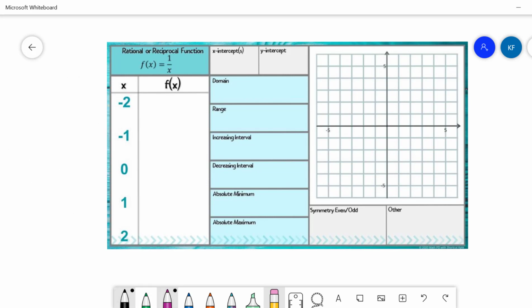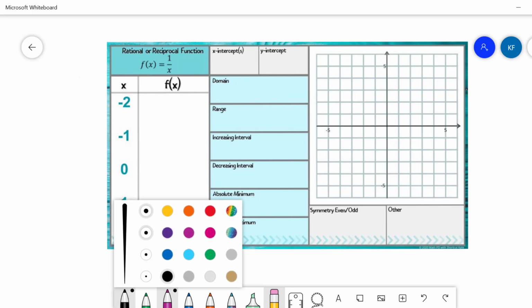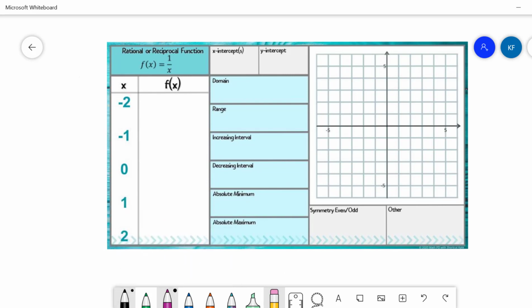So these are the x values that are going to be considered our key points or our parent points that you will need in order to do this graph. So here we go. So we're going to evaluate the function. And I'm just going to make my pen just a little bit smaller. Okay, so I have -2, right? So the x values. And so this is -0.5.